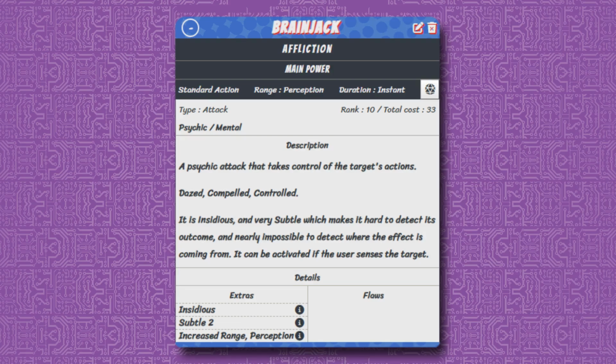So get this. A mind-controlling power that is difficult to detect you're even under, that is impossible to detect where it's coming from without a sixth sense, and that can be activated if you so much as sense the target. Sight, sound, smell, feel, hearing, or additional senses. All for the cost of 3 points per rank plus 3 points flat. And that's before adding additional modifiers to make it more potent.